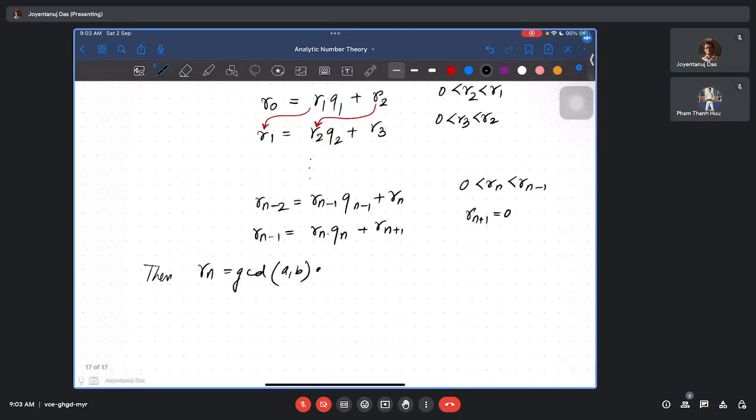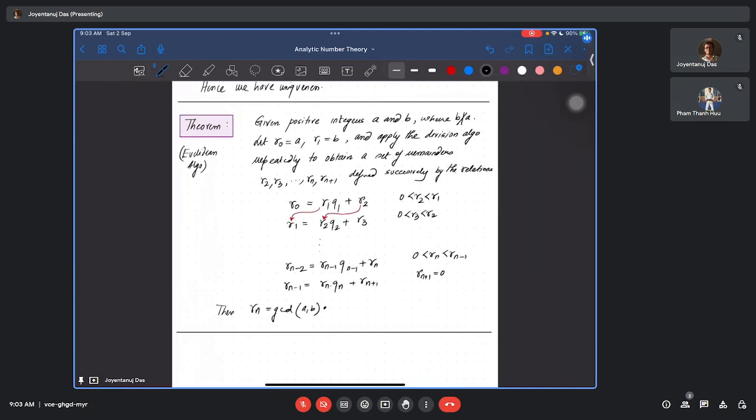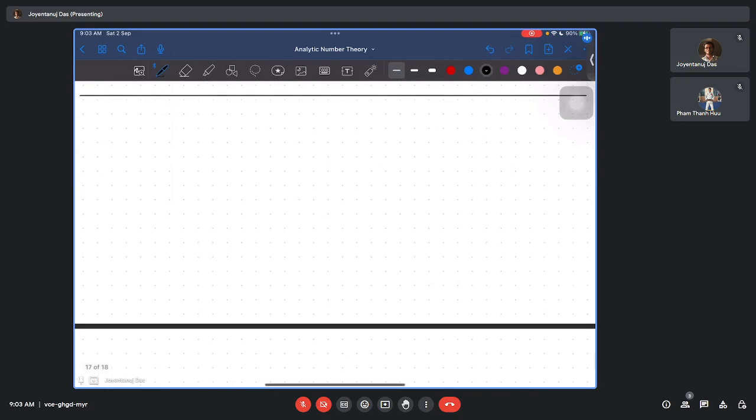So the proof we will skip because it is just induction, a step induction on n. So that is fine. So next is the greatest common divisor, or GCD. We saw it between two elements, right? So now what will happen if it is more than two numbers? So that is the next section.